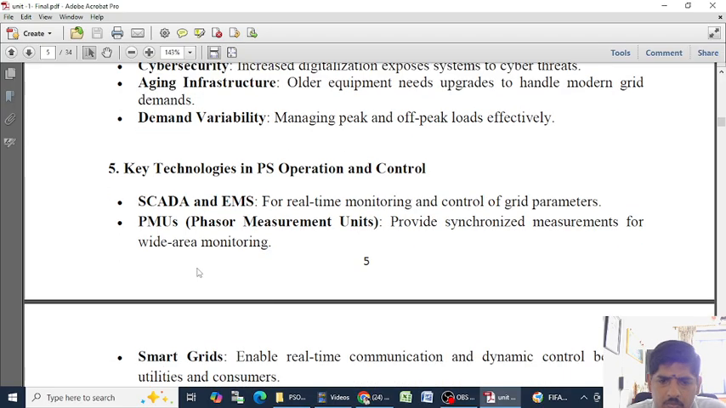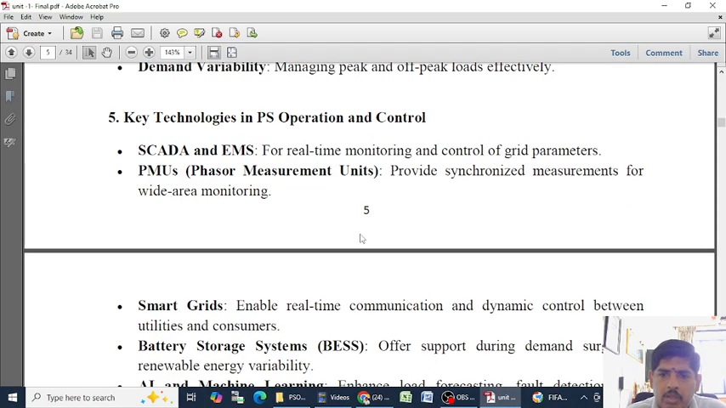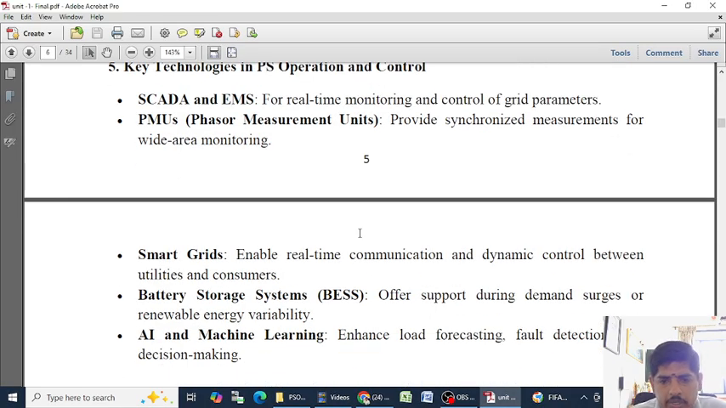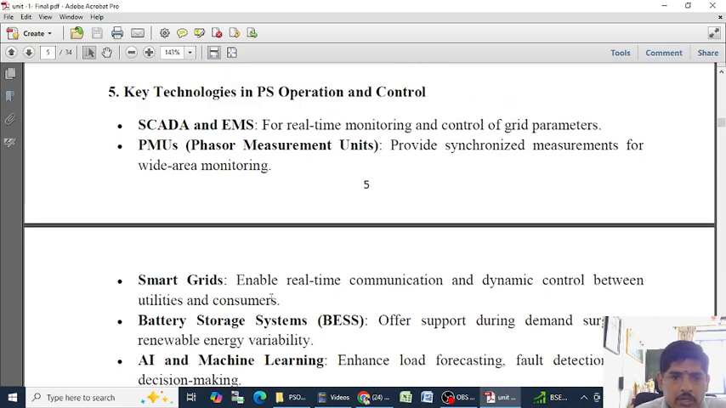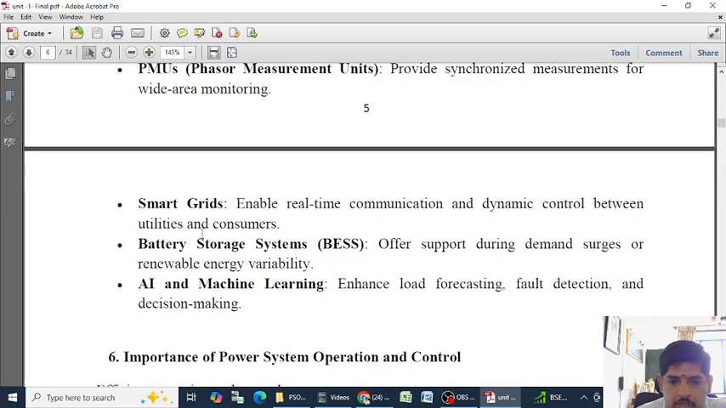Okay, and then phasor measurement units are also one of the key technologies in smart grids. They enable real-time communication and dynamic control between the utilities and the consumer. That is also a very important point. Battery storage systems are also considered, and AI and machine learning are introduced to enhance load forecasting, fault detection, and decision making. So these points come under the key technologies in power system operation and control.